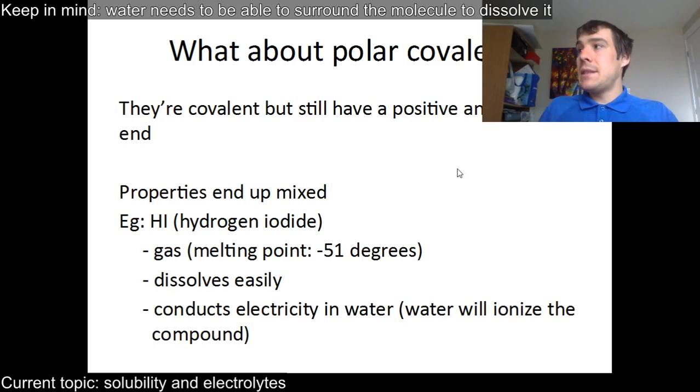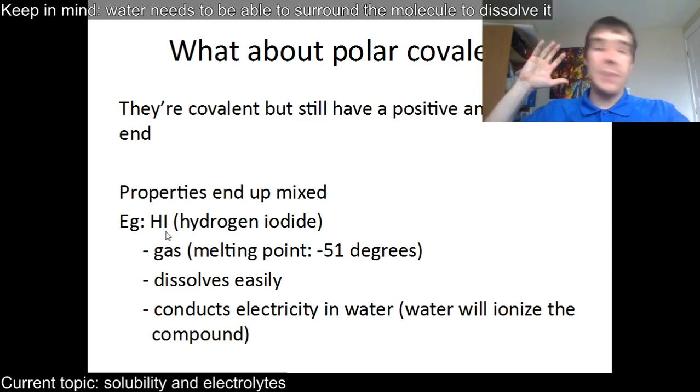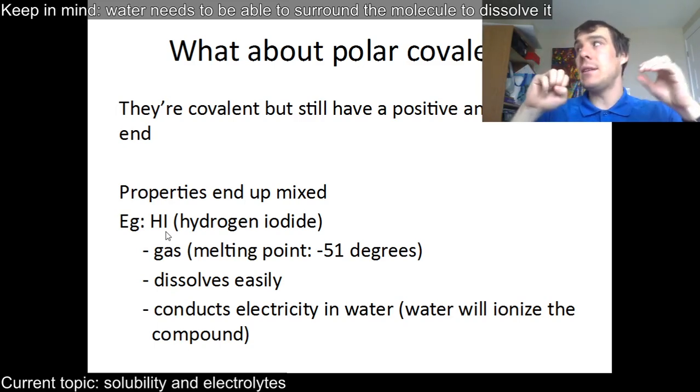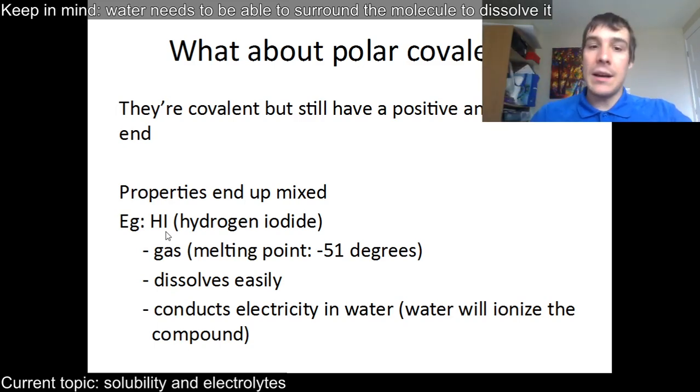And the last piece here is polar covalent compounds. You know, they're covalent, but there's a positive and negative end. You end up with these kind of mixed properties. Like here's hydrogen iodide. Hydrogen iodide is this big old iodine and a little hydrogen, and the iodine is quite negative, and the hydrogen is quite positive. But it is a gas because the iodine is so huge that the polarity doesn't really affect this molecule too much. So melting point minus 51 degrees.